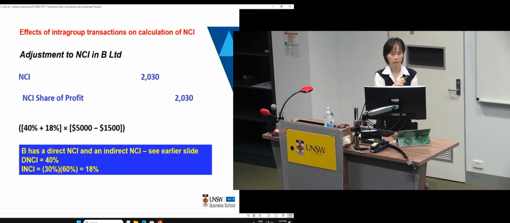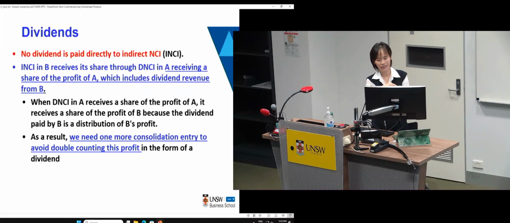All right, now let's move on to look at dividend. Now this one is interesting, okay? So what happened to dividend? First of all, no dividend is paid directly to NCI. Here we are assuming the grandchild company declares and pays dividend, okay? Now, what is the problem when the grandchild company pays out dividend?